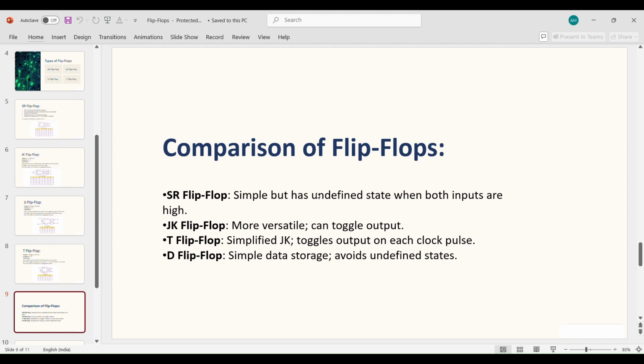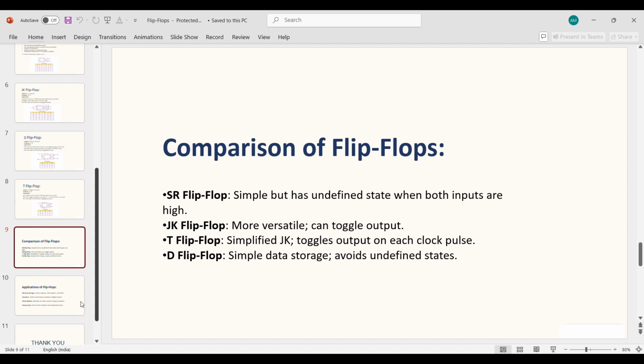So now as we discussed all the flip-flops, let's compare them. For SR flip-flop, it is simple but has undefined state when both inputs are high. And for JK flip-flop, it is more versatile and it can toggle output. And for T flip-flop, it is simplified JK flip-flop and it toggles output on each clock pulse. And for D flip-flop, it is a simple data storage. It avoids undefined states.